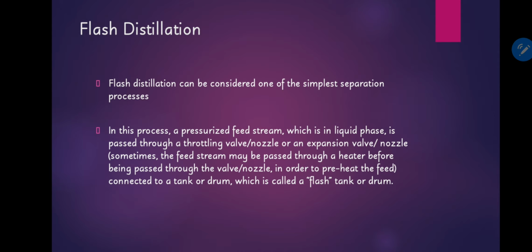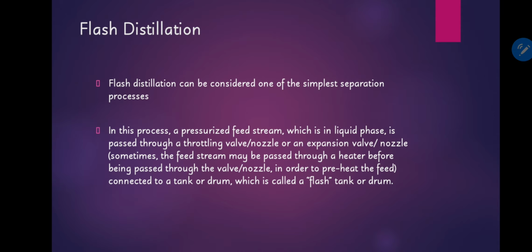Flash distillation can be considered one of the simplest separation processes or operations. In this process, a pressurized feed stream which is in liquid phase is passed through a throttling valve or an expansion valve. Sometimes the feed stream may be passed through a heater before being passed through a valve or nozzle in order to preheat the feed, but it is connected to a tank or drum which is called a flash tank or drum.